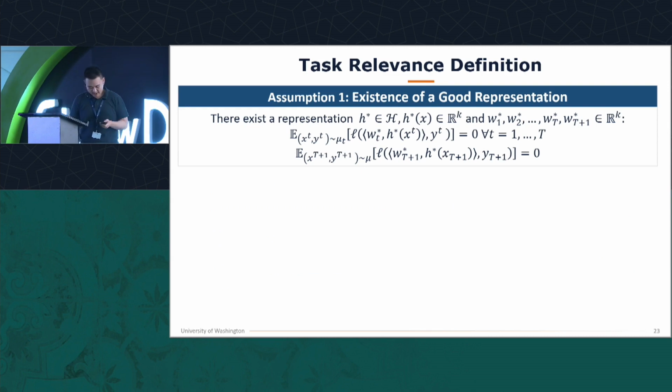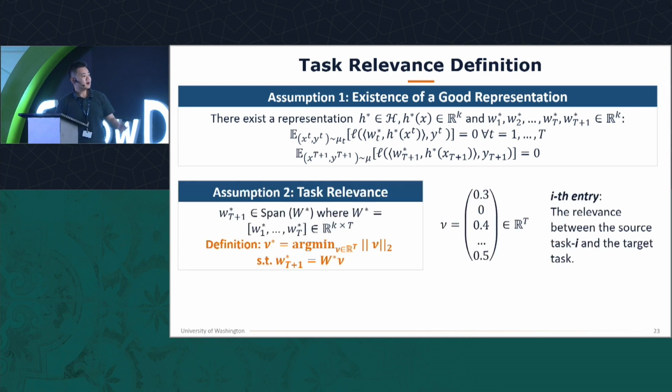Okay, so here, let me give you the formal definition of our task relevance. Again, we still need this assumption, the existence of a good representation for both the source and target task. So here's our key definition of the task relevance. First, we still need to assume that W_{T+1} star, which is a linear predictor for the target task, lies in the span of the source task linear predictors, which is W_1 star to W_T star concatenation. It's a k by T matrix.